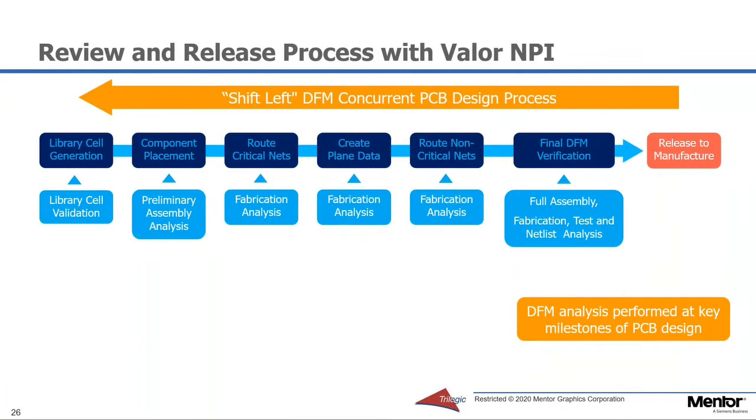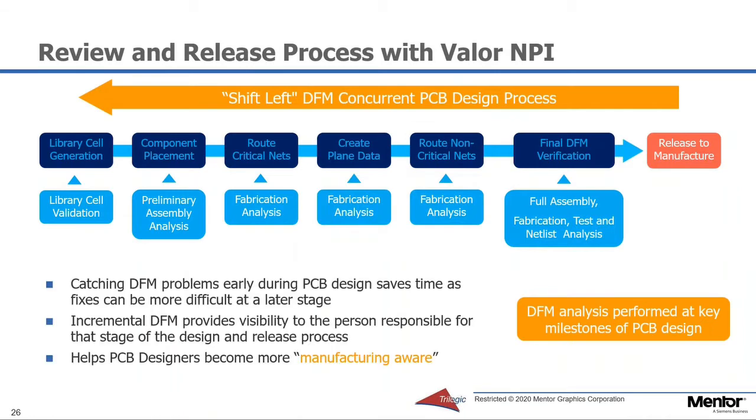Running design for manufacturing checks during the design process supports the shift-left methodology we discussed earlier. Finding DFM problems earlier in PCB design saves time, as fixes can be more difficult at a later stage. Running incremental DFM analysis means that the issues are identified directly to the engineer responsible for that stage of the design and release process. Another interesting effect is that it helps PCB designers to become more aware of design choices that affect the manufacturability of a PCB.